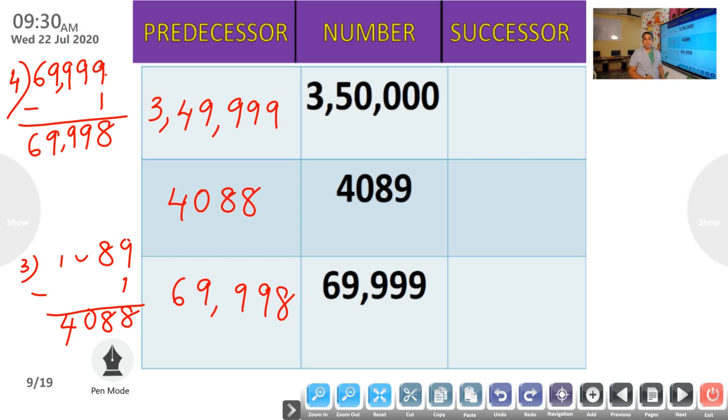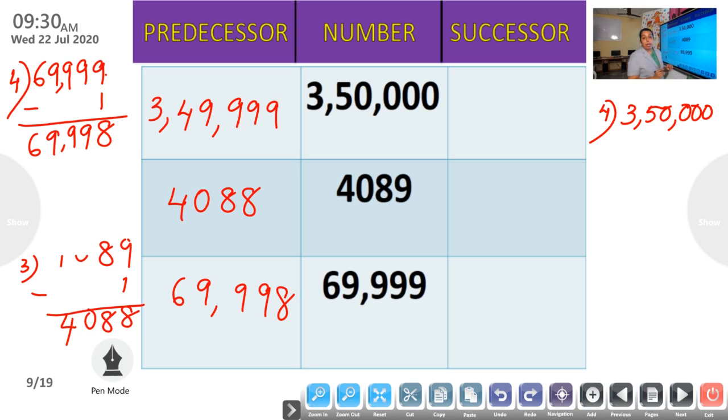Now we are going to find out the successor. What do you mean by successor? How do you find out the successor? Given number plus 1. So which is our given number here? First number 4. Find out the successor. How do you find out the successor? So what is the given number? It is 3,50,000.